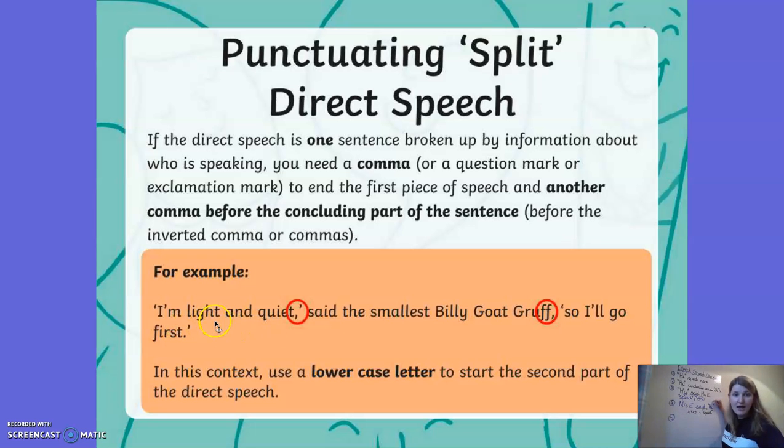Okay, so we've got "I'm light and quiet," comma, verb, speech, comma, verb, "said the smallest billy goat Gruff." The only difference here is that because that's all one sentence the billy goat Gruff is saying, we have another comma before we continue the speech, and we don't need a capital letter afterwards because it's all part of the same sentence. So, all one sentence, we follow our same rule: speech, comma, verb, and then we continue it with the end of that sentence.